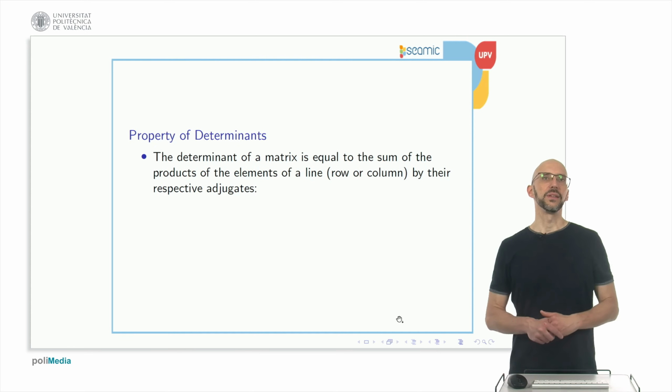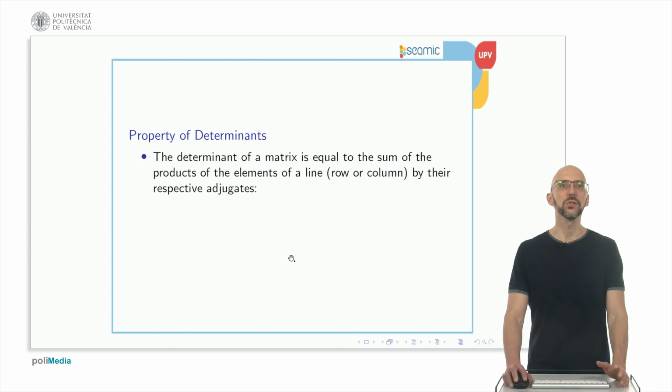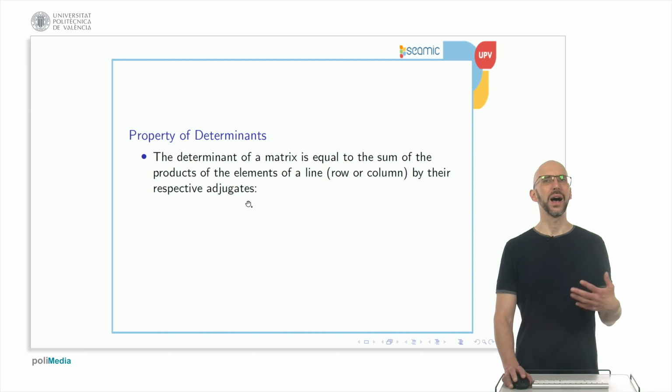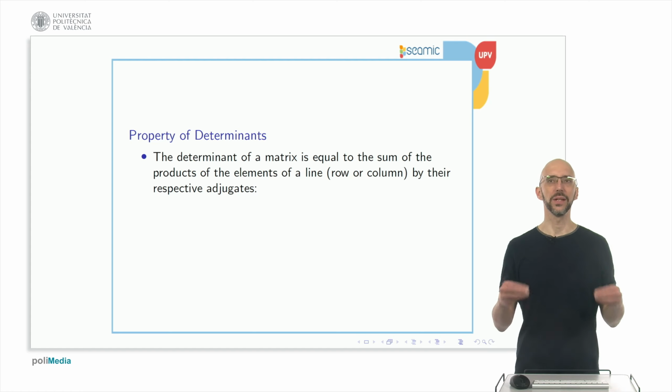Okay, more properties. The determinant of a matrix is equal to the sum of the products of the elements of a line, row or column, by their respective adjugates. What are we saying? This is the key point. This is the method we are going to apply to calculate determinants of any order. That is the property I'm going to apply.